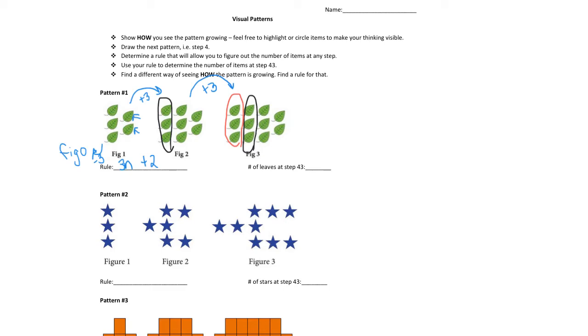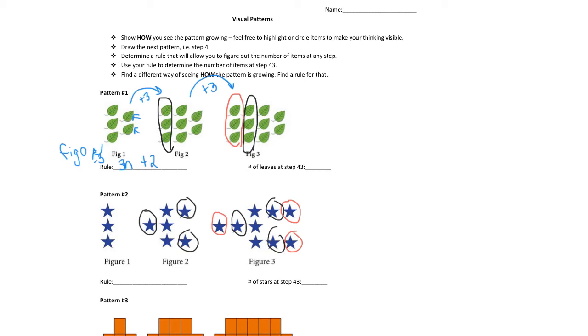Figure 1, we're starting with 3 stars. Then we move over here and we gain 1, 2, 3 stars. Next one we move over, we gain 1, 2, 3 stars on top of the 1, 2, 3 from figure 2. So now we need to determine how we're changing every time.